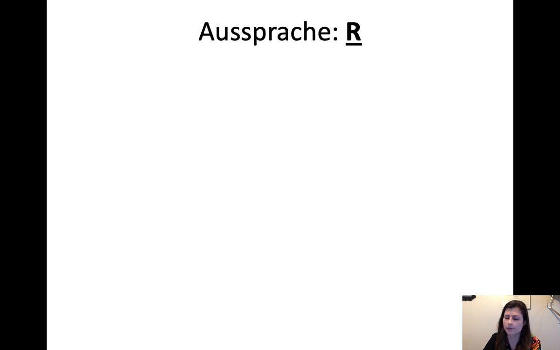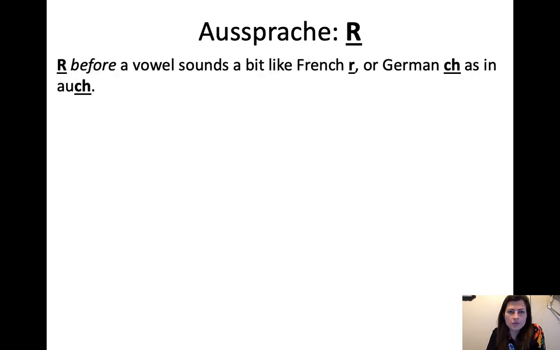Okay. Then the R. This is the pièce de résistance, of course, in German pronunciation, I think. The R before a vowel sounds a bit like the French R, or sometimes a German CH as in auch. So it's called a uvular trill. You have a uvula. The uvula is a thing that hangs in the back of your throat, and you trill it. So it's always fun to trill one's uvula.